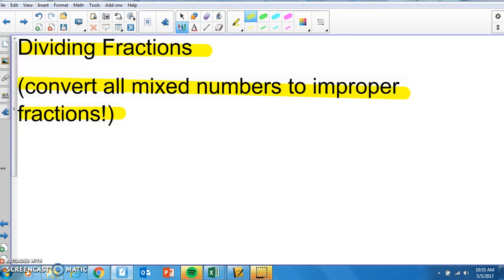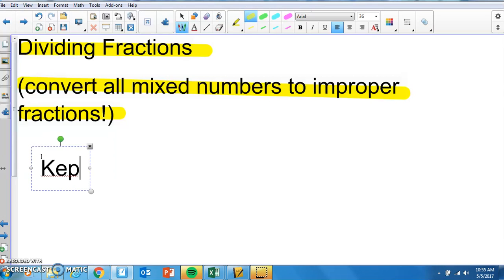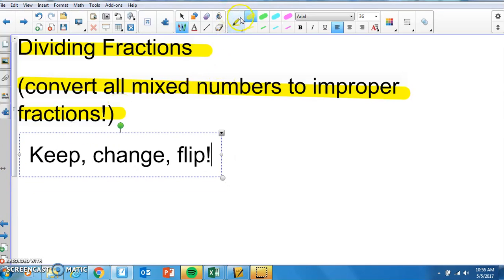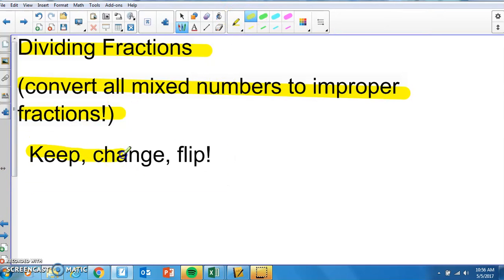Once you do that, remember what happens to the division sign. The division sign becomes multiplication. Then we take the reciprocal. We talked about the keep, change, flip. Okay, so we can't forget that. We do the keep, change, and flip.